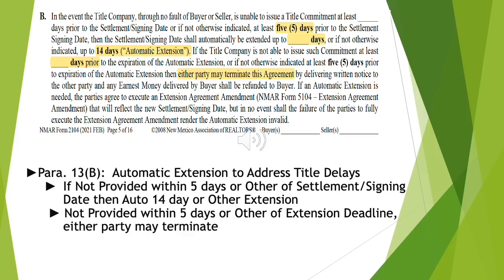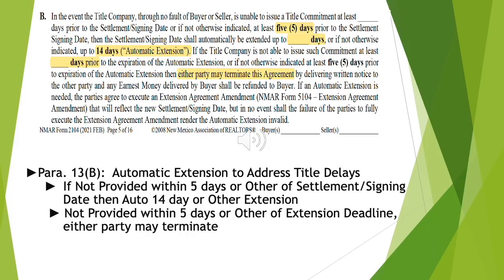And what was happening in those scenarios, of course, you're coming up on the settlement signing date, you don't have the title commitment, and it begs the question, the way our contract currently reads, what are the parties' options at that point? Are they required to extend? Does one have a unilateral right to terminate the contract at that point? And if so, which one? Does the contract automatically terminate? What happens in that scenario? And our contract didn't really answer that question.